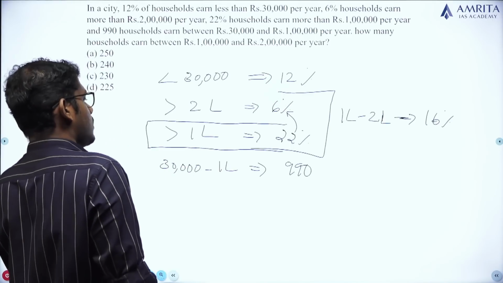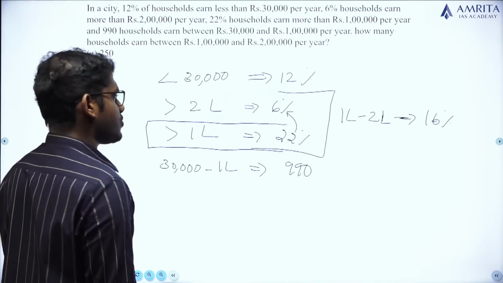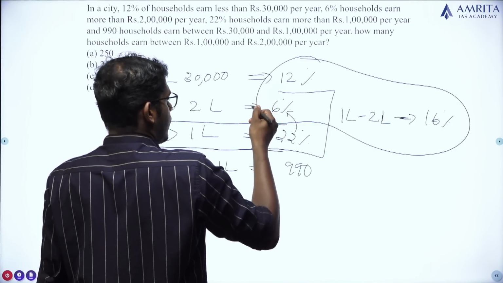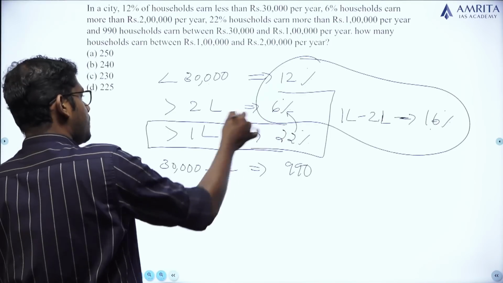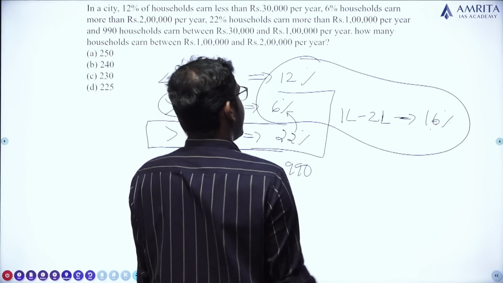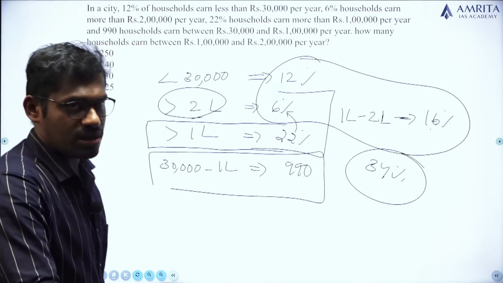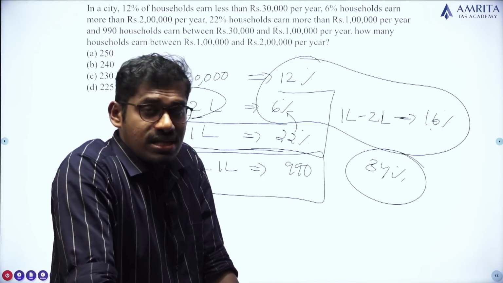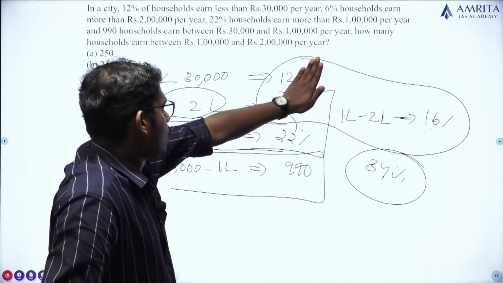So less than 30,000, there are 12%; between 1 lakh and 2 lakh, 16%; more than 2 lakh, 6%. In terms of percentage, 12 plus 16 is 28, 28 plus 6 is 34. Now what is remaining is the number of persons earning between 30,000 and 1 lakh. The question says it consists of 990 persons, but we have to find the percentage of persons earning between 30,000 and 1 lakh, based on this information.